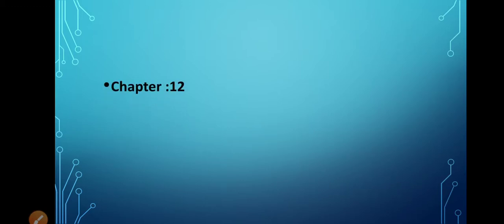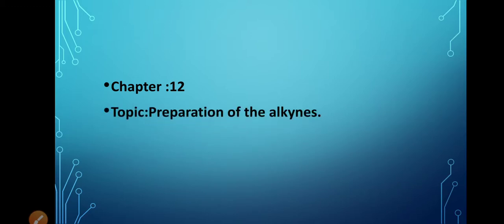Students, we are on chapter 12, and from chapter 12 we have completed our two main topics about the alkanes and alkenes, and now we are going to study the third hydrocarbon, which is the alkynes, and today we will study about the preparation of the alkynes.